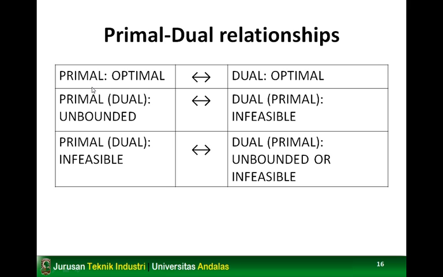When the primal has an optimal solution, then the dual will have an optimal solution also, and the value of the z star, the optimal objective function value of the primal, and the optimal objective function value of the dual will be the same. When the primal or the dual is unbounded, then the dual or the primal will be infeasible.